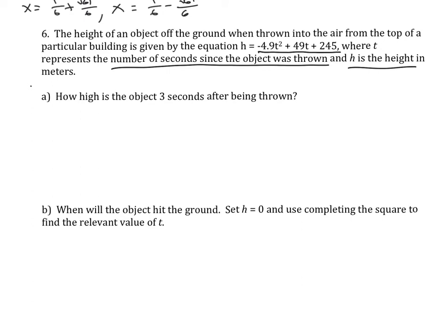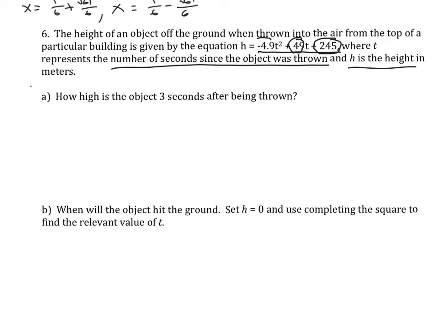This 49, by the way, represents the initial velocity of the object at time t equals 0 in meters per second. This 245 represents the height of the object off the ground at t equals 0, or 245 meters.